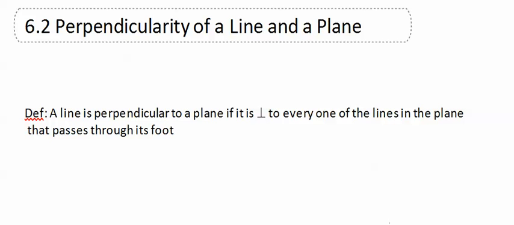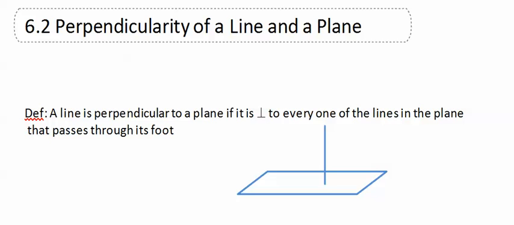In section 6.2, we're going to be talking about a definition and a theorem that relates the perpendicularity of a line to a plane. The first is the definition. We can define that a line is perpendicular to a plane if it is perpendicular to every one of the lines in the plane that passes through its foot.